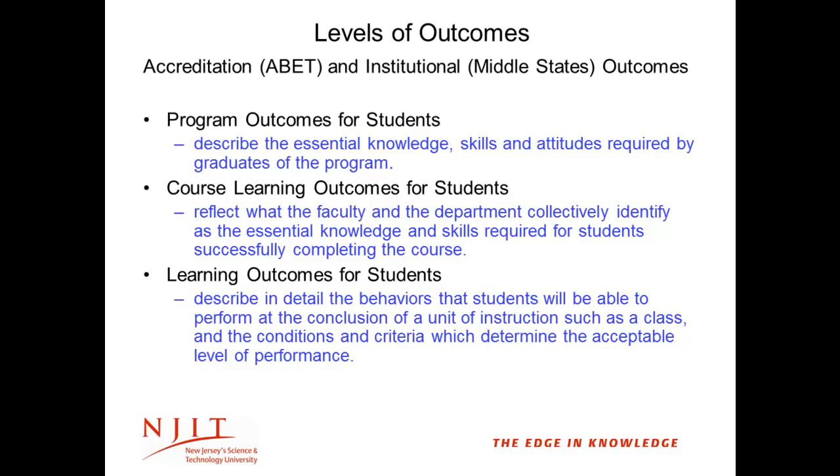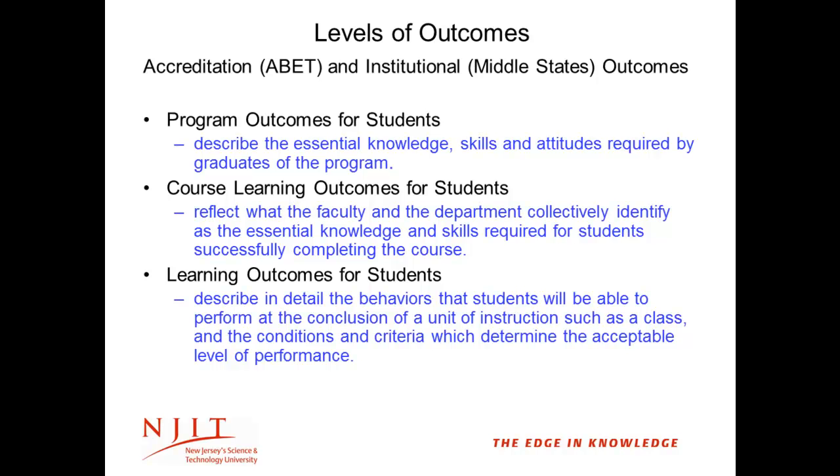Now, there are different levels of outcomes. There are outcomes that are specified by the accreditation agency. Then there are outcomes for a given program, whether it's a BS degree in chemical engineering, or a BS degree in biology, or a BS degree in economics. You have outcomes for that program. By the time the students graduate and complete your program, there are certain things that their future employer will expect them to have.